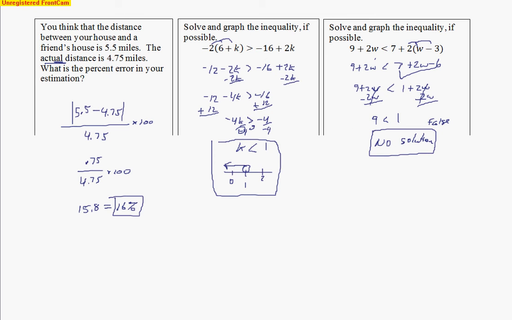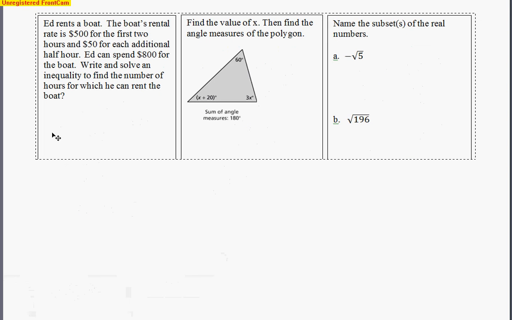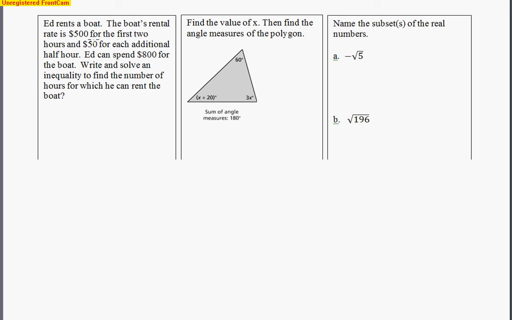So looking at the next problem, it says Ed rents a boat, and the boat rental rate is $500 for the first 2 hours, and then it's $50 for each additional half hour. So what I'm going to do is take that $50, since that's only for a half hour, that's going to be the same thing as $100 per hour. And so he wants to spend $800 for the boat, but he can spend up to that amount, so he doesn't want to spend anything more.